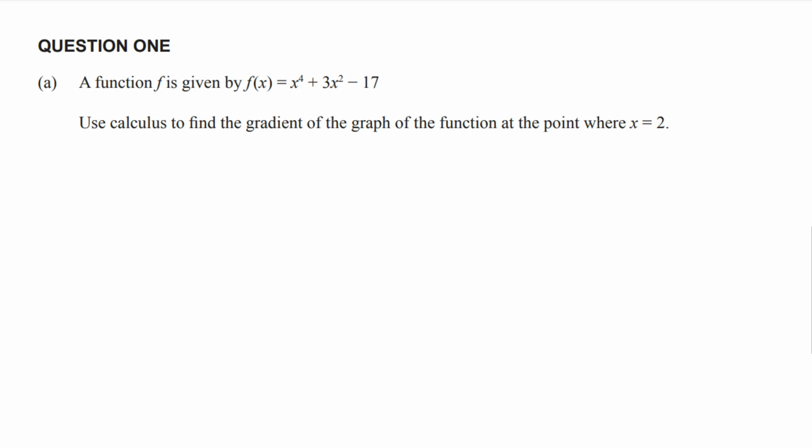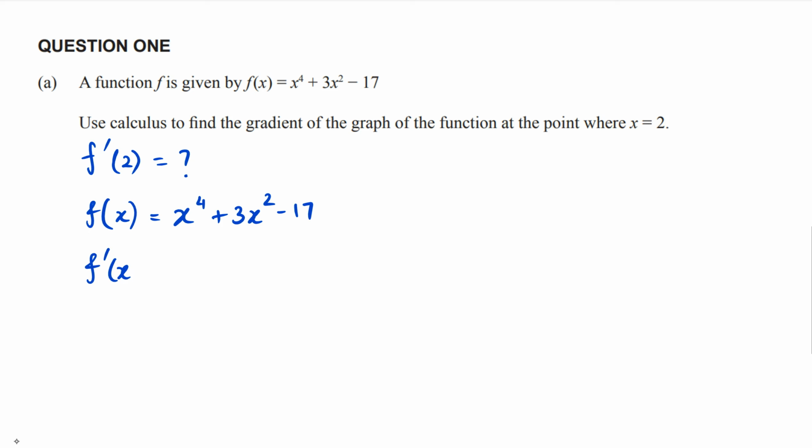So question 1 here, we've got a function and we've been asked to find the gradient of this graph at the point where x equals 2. So what we are really asked in this question is to find f dash of 2. Now we've got f of x, so f of x is equal to x to the power of 4 plus 3x squared minus 17. So I need to differentiate this function. When I differentiate this function, I'm going to get 4x cubed plus 6x.